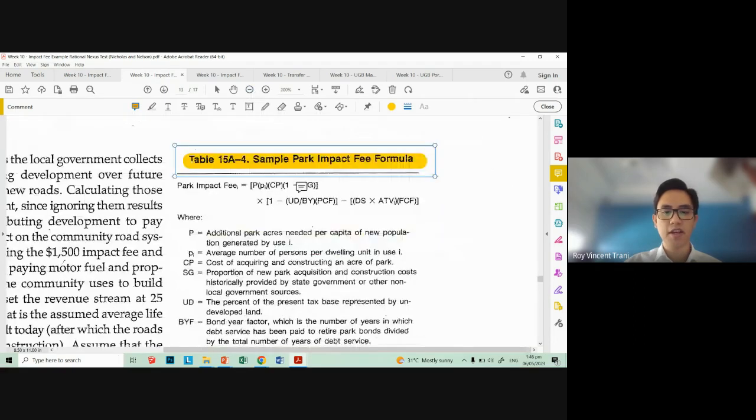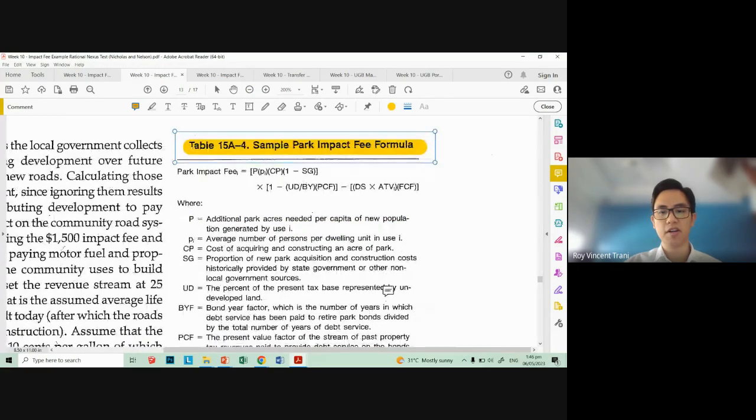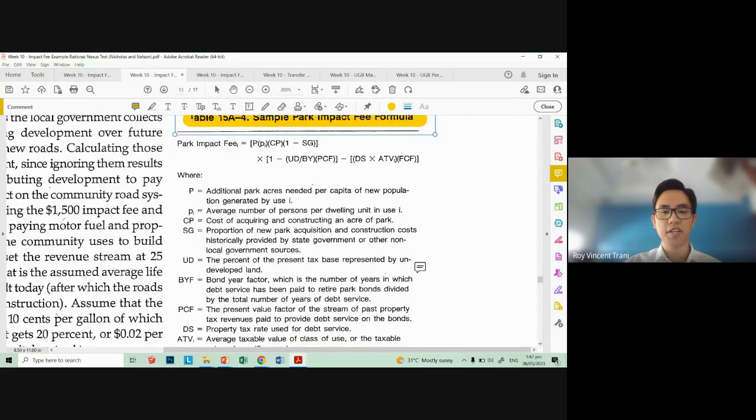I'll just zoom out a bit. The percentage of the present tax base represented by undeveloped land, divided by, okay, this one is a bit tricky because I'm not too familiar with bonds, the bond year factor, which is the number of years in which debt service has been paid to retire park bonds divided by the total number of years of debt service. So this is a bit technical. I think we have some form of bonds here in Cebu, but I've actually never dealt with any sort of bond payments.